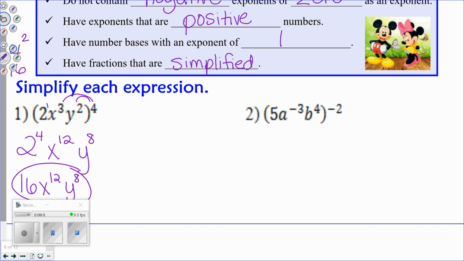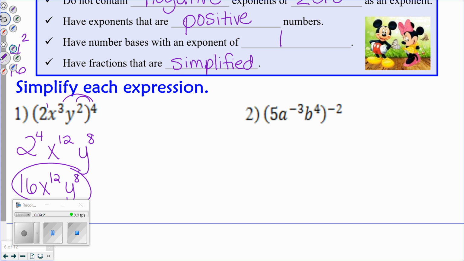Okay, number 2. Now, with the exponents, guys, there's different ways to attack problems, okay? Some students look at this, they freak out, and they automatically get rid of that negative first. Some students look at that and say, oh, it's a negative exponent, I'll deal with it later. Let's distribute first. Neither one of them is necessarily wrong, okay? You can do things in different ways. It's whatever you're comfortable with.